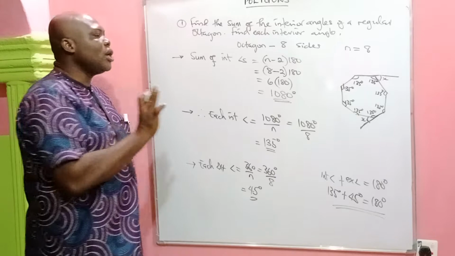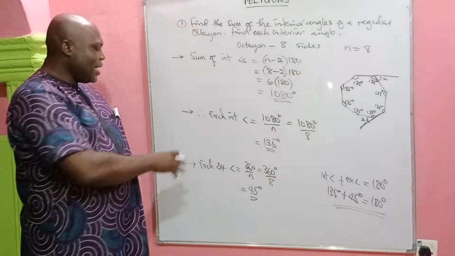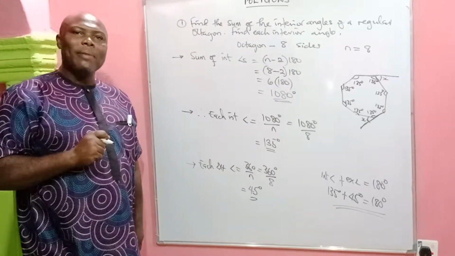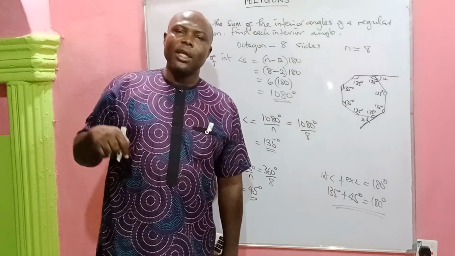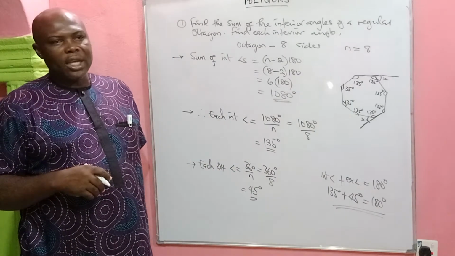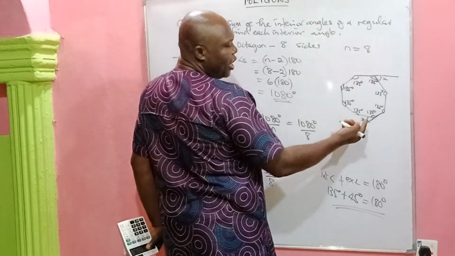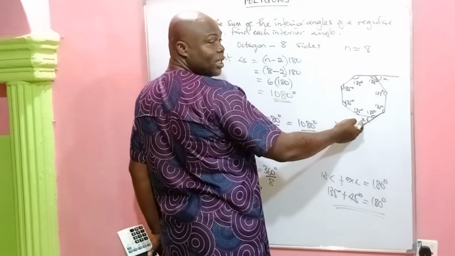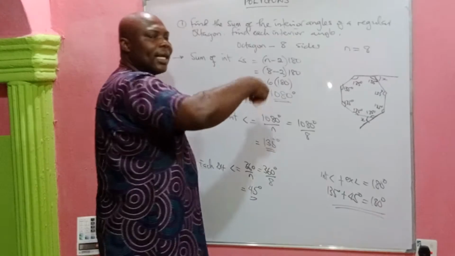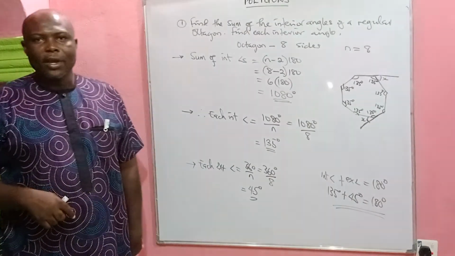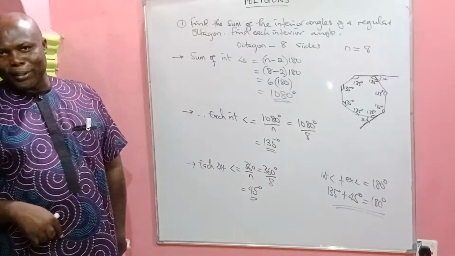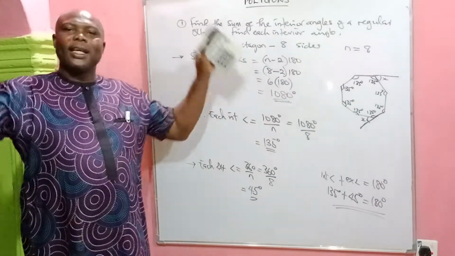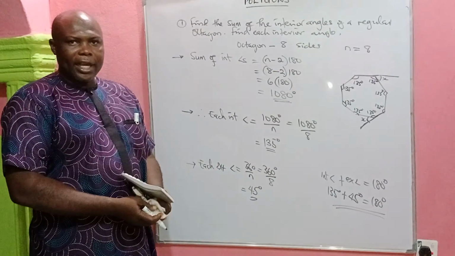Alright? So when you're asked to find each interior angle, you divide the sum by n, and each exterior angle of a polygon is 360 divided by n, because the sum of all the exterior angles of a polygon gives 360 degrees. So if you take the exterior angle x into 8 places, you sum them, you should have 360 degrees. Therefore 45 degrees times 8 gives us 360 as it is. Please take note of that.